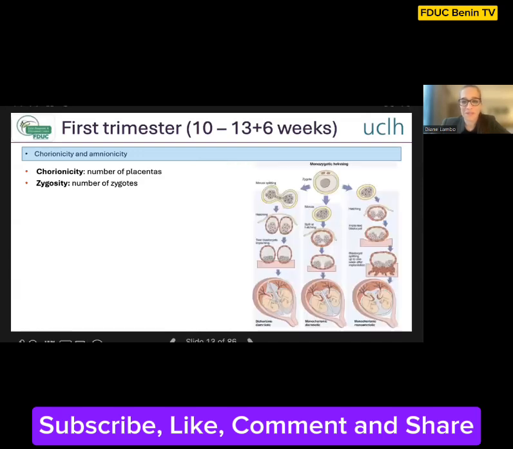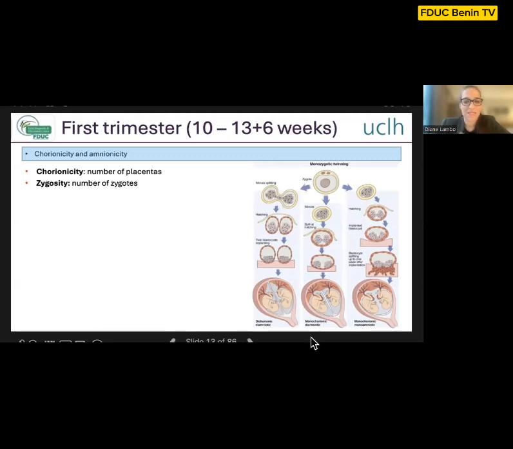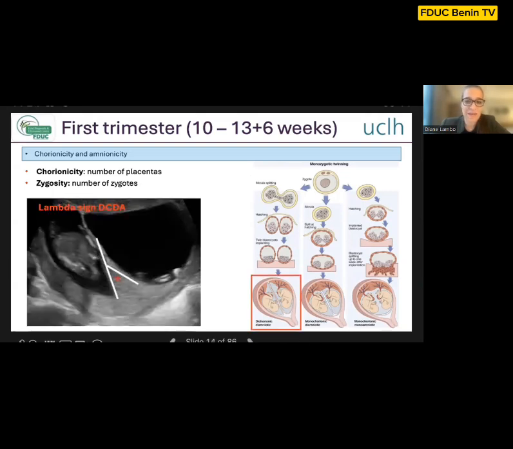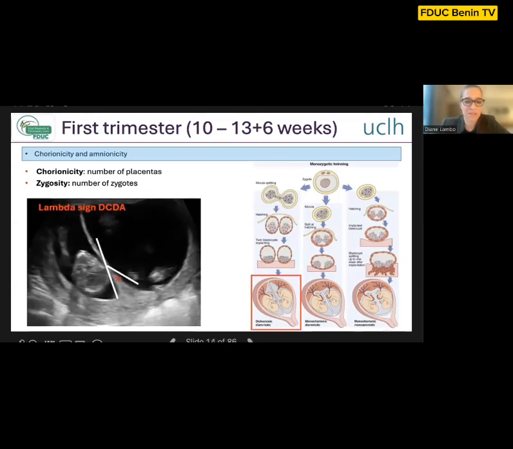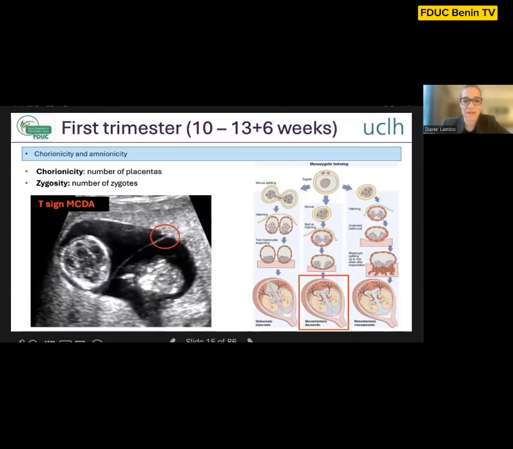Conversely, you have your monozygotic twins, which result from post-zygotic splitting after a single fertilization event. And the stage at which splitting occurs essentially determines your chorionicity. When it occurs very early, so day 1 to 3, again, you get your dichorionic diamniotic twins as previously shown. So that's your lambda sign.